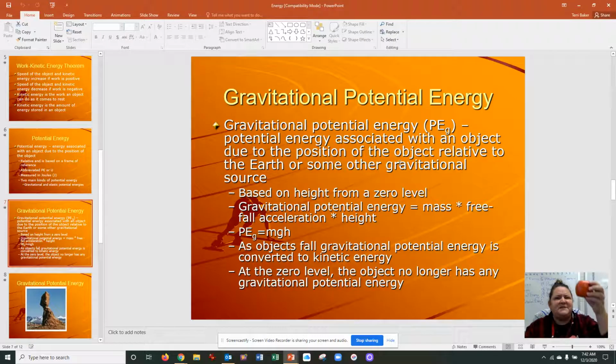Based on this logic, the apple at this position has a higher potential energy than the apple at this position. Height is greater. If you calculate it out, height is a bigger number, and it'll have higher potential. It has the same mass as here. G is the same here as here. The only difference is the height. So it's based on height.